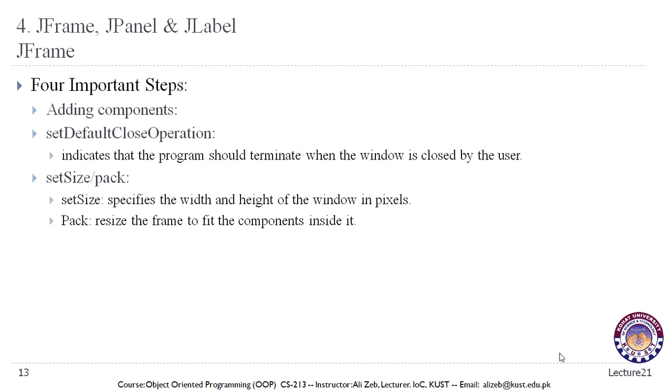We can resize the frame to fit the components inside it. Set visible is an option that we can choose, so that when we run the program we can choose to display or not display the window on the screen, or we can link it to any other button, so that once we click that button a certain JFrame should be displayed or it should disappear from the screen.